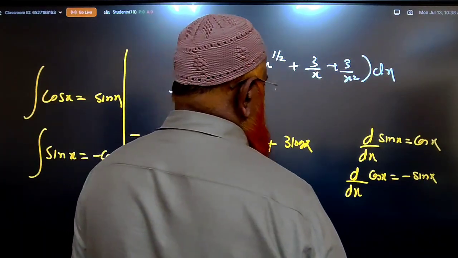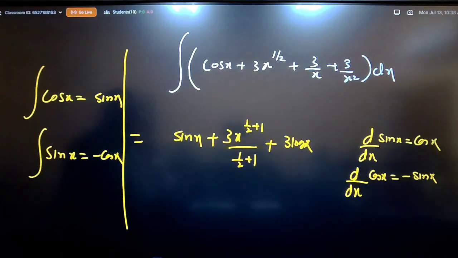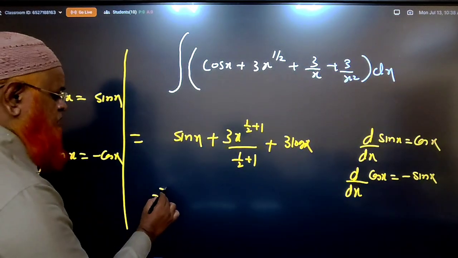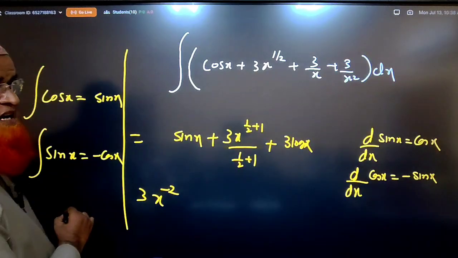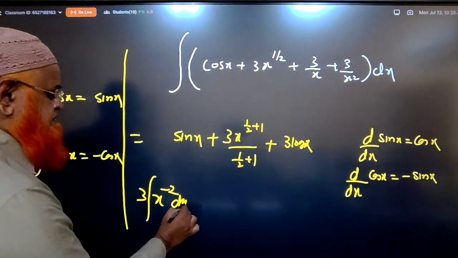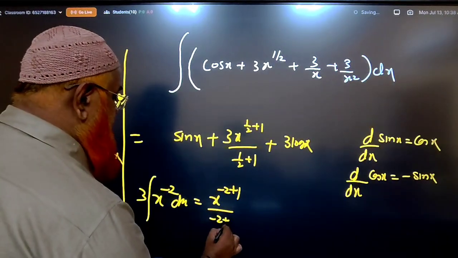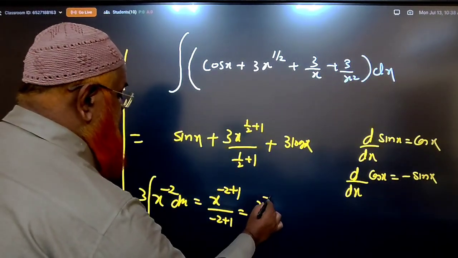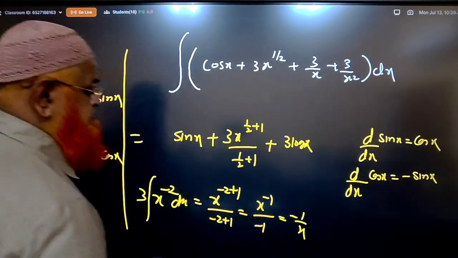Then what can we write for this? Just 1 by x and log x, but what is this going to be? 3x power of minus 2 into dx. So x power minus 2 plus 1 by minus 2 plus 1 is going to be how much? X power of minus 1 by minus 1, minus 1 by x also.